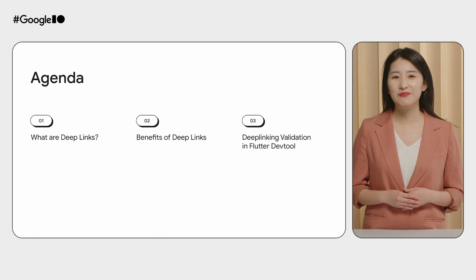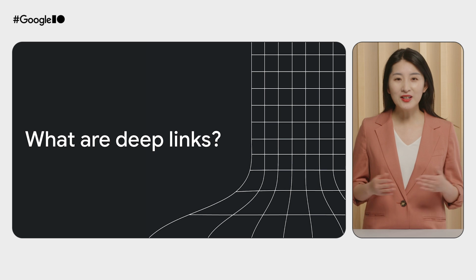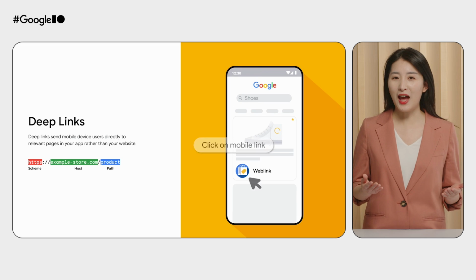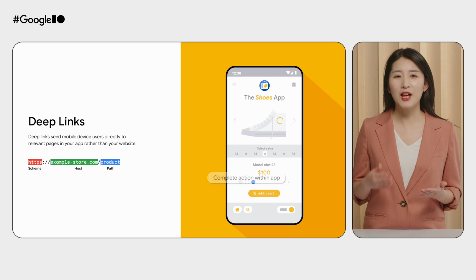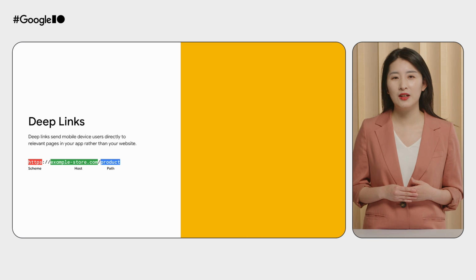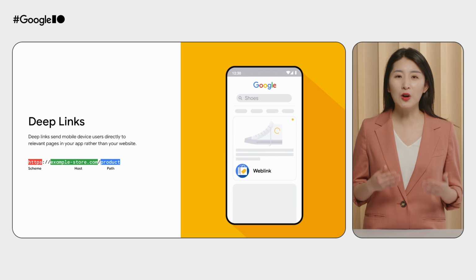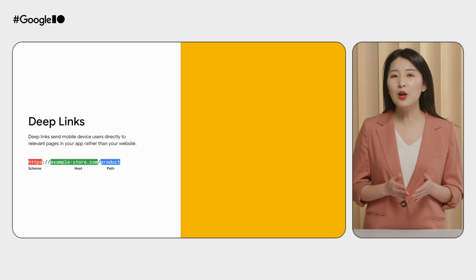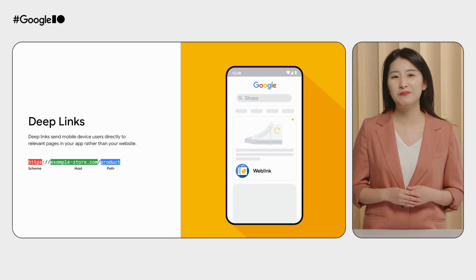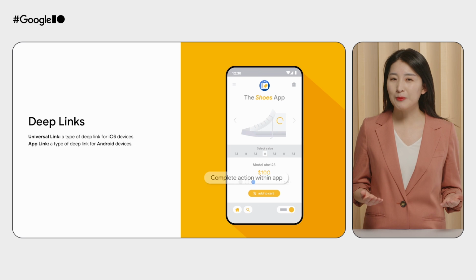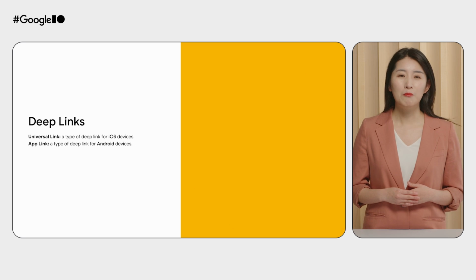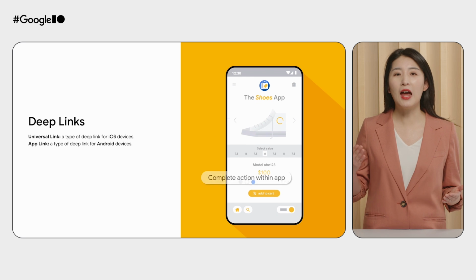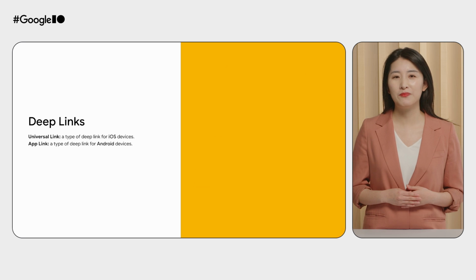Let's dive in. So, what are deep links and how do they function? Think of it as a specific address within your app, like a direct route to a product page. It is represented as a URI that contains a scheme, host, and path, so it knows which page to open in an app. There are different types of deep linking mechanisms out there, but we highly recommend you use Universal Links for Apple devices and App Links for Android devices.